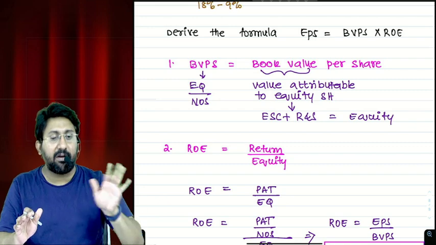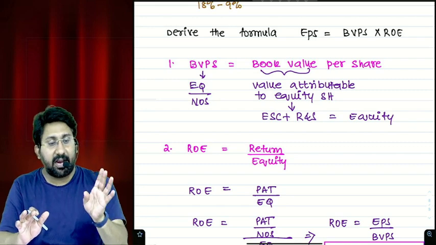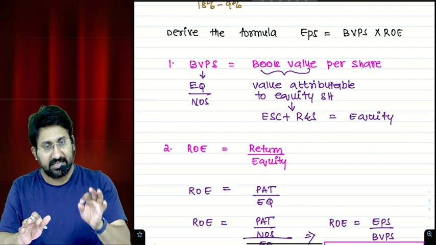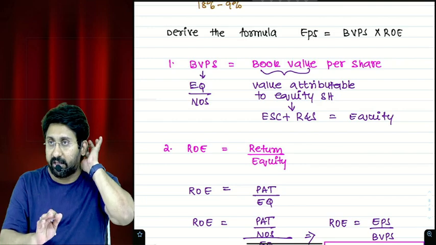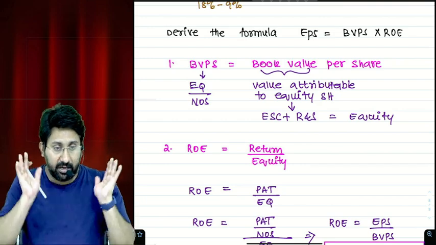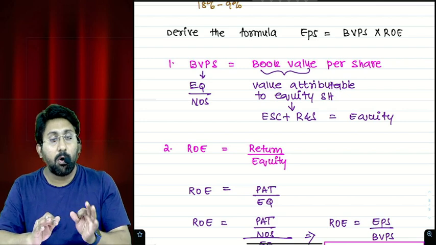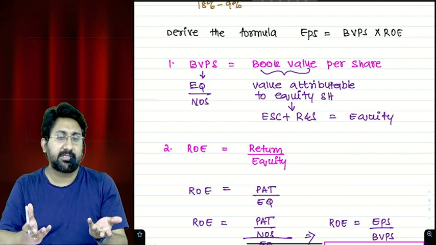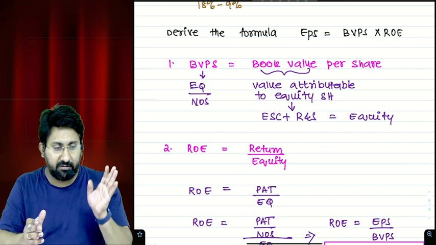We want only the book value. So total equity, share capital paid up value plus reserves and surplus, both put together we call as what, sir? Equity. Book value per share means what? Equity by number of shares. Book value is nothing but equity calculation.